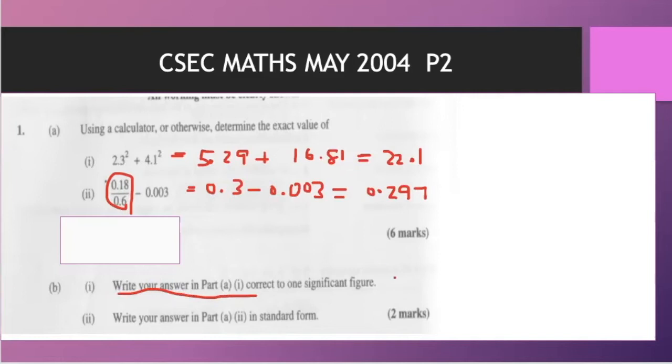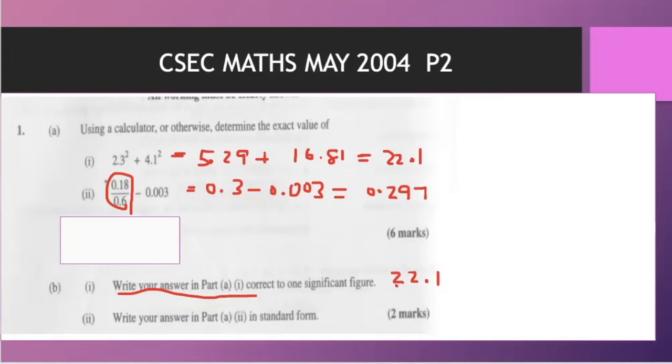Now the next part, which is part B, is asking us to write your answer in part A1 correct to one significant figure. Now we have 22.1, and one significant figure is the first number, which is the 2. The first number is the first significant figure, and the second number, the second 2, is our second significant figure, and then 1 would have been the third significant figure. It says one significant figure. We cannot lose the value that it's 20.